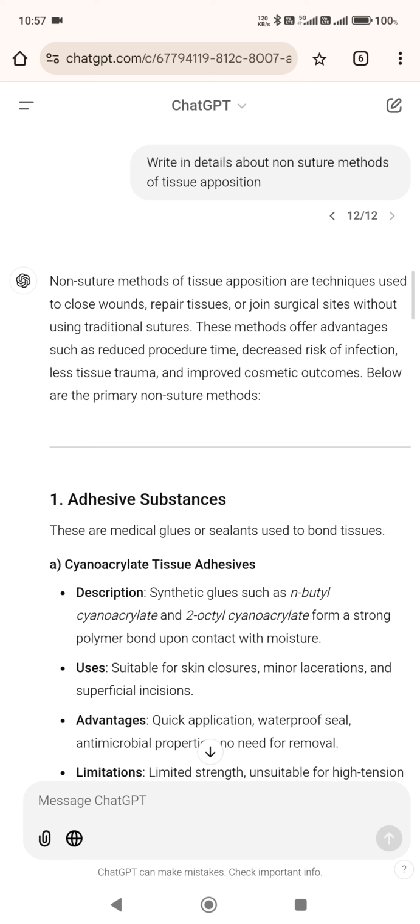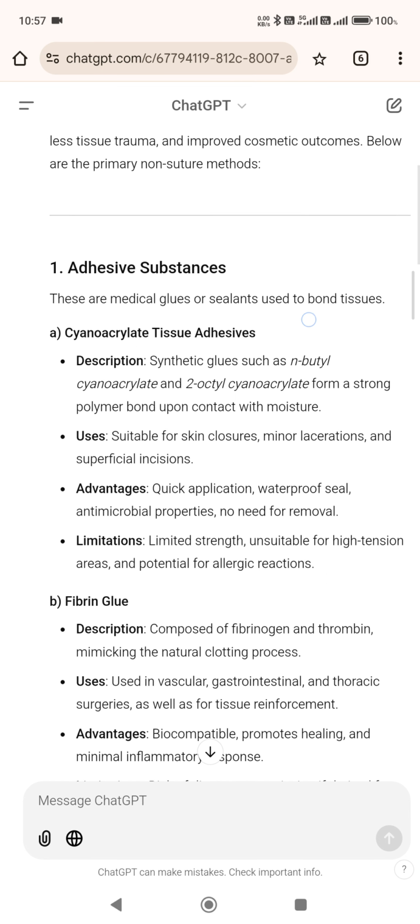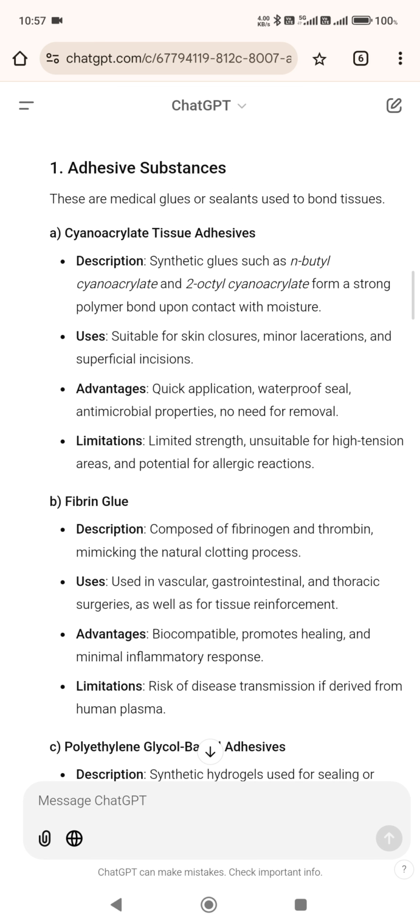1. Adhesive substances. These are medical glues or sealants used to bond tissues. A. Cyanoacrylate tissue adhesives. Description: synthetic glues such as N-butyl cyanoacrylate and 2-octyl cyanoacrylate form a strong polymer bond upon contact with moisture. Uses: suitable for skin closures, minor lacerations, and superficial incisions. Advantages: quick application, waterproof seal, antimicrobial properties, no need for removal. Limitations: limited strength, unsuitable for high-tension areas, and potential for allergic reactions.